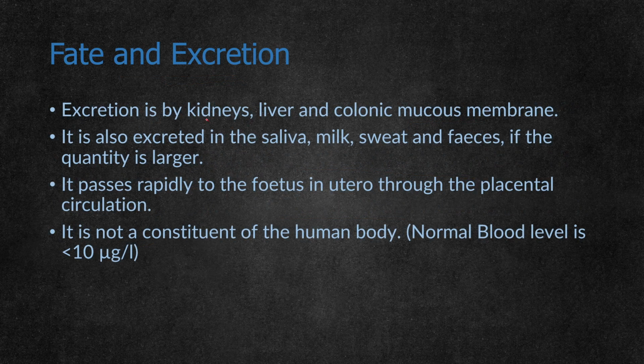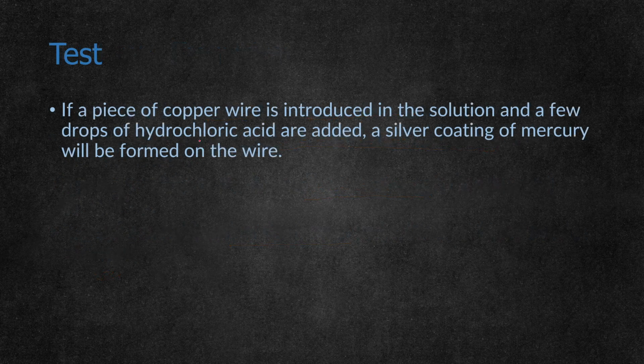It is excreted by the kidneys, liver, and colonic mucous membrane. It is also excreted in saliva, milk, sweat, and feces if the quantity is large. It passes rapidly to the fetus in utero through placental circulation. It is not a constituent of the human body, but normally there is some less than 10 microgram per liter of mercury present in the body.